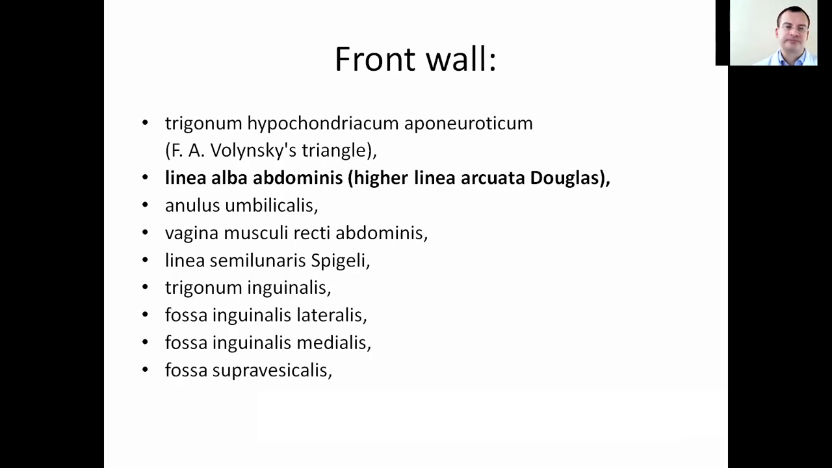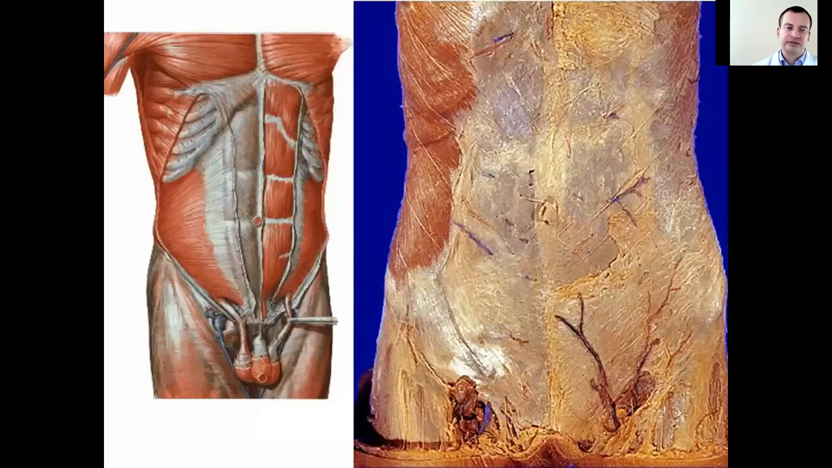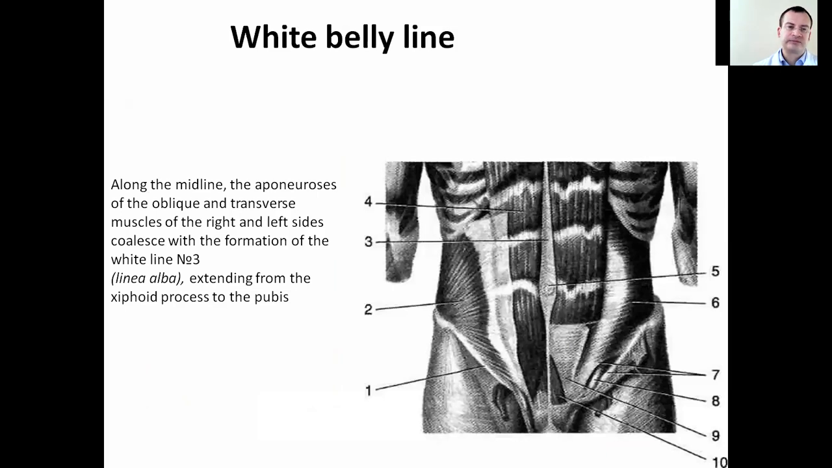Front wall, linea alba abdominis. Along the midline, the aponeuroses of the oblique and transverse muscles of the right and left sides intersect, forming the white line, linea alba. On the picture it is number 3, extending from the xiphoid process to the pubis.